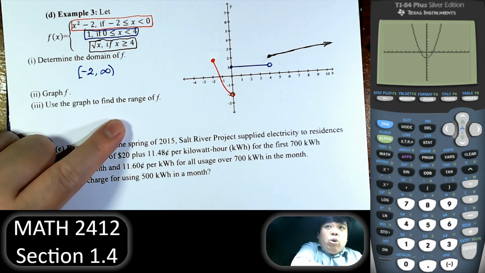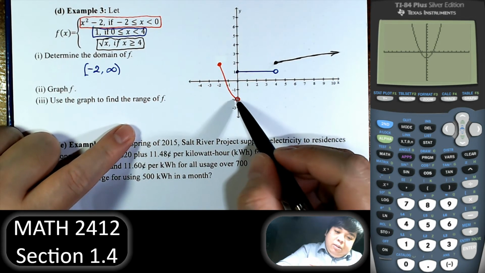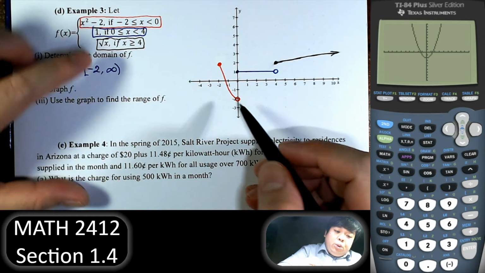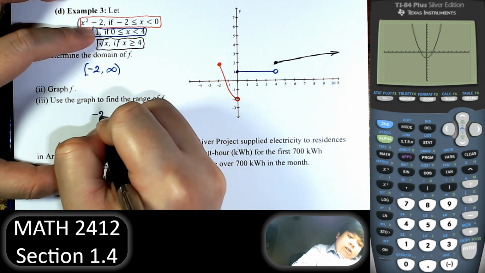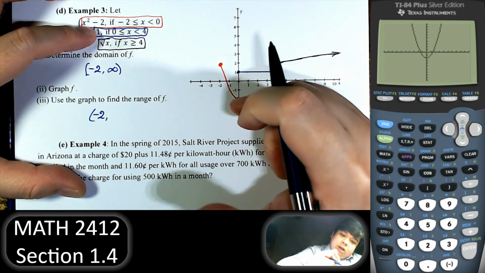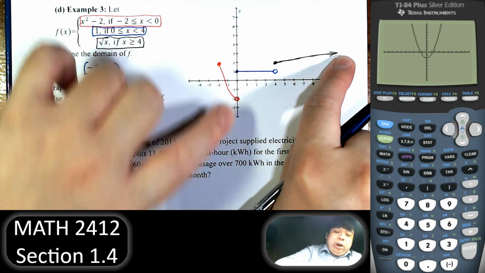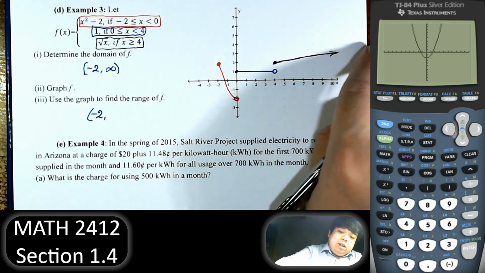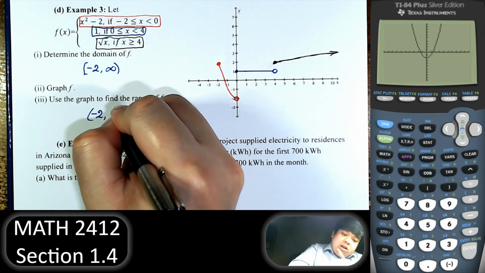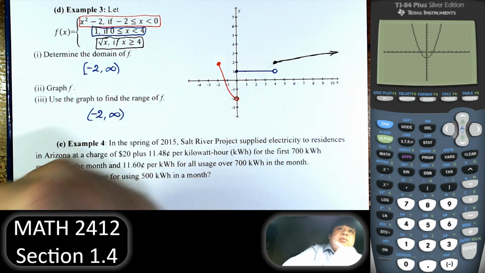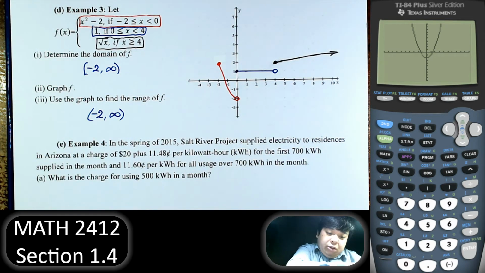Well, the range is on the y values, right? The lowest point is -2, but not including the 2. And then just go up, and the arrow keeps going. So this will keep increasing. So the y, there's no limit on the top. So we just say -2 to infinity. So that is the range of the function.